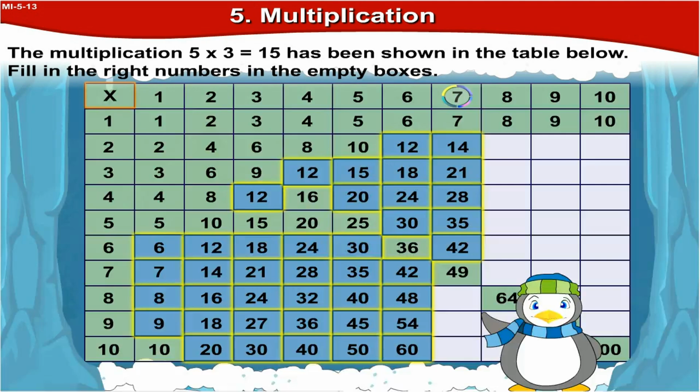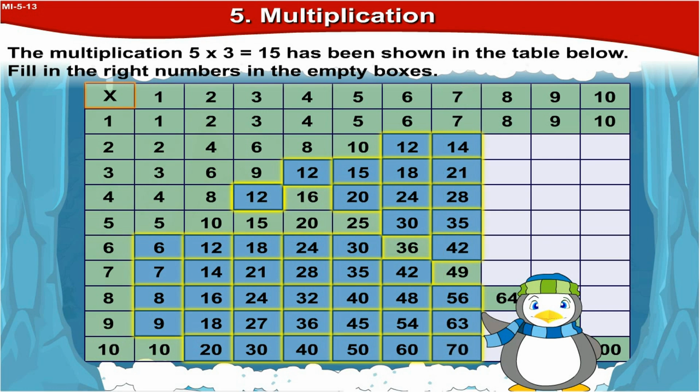7 multiplied by 7 is already given, that is 49. 7 multiplied by 8 is 56. 7 multiplied by 9 is 63. 7 multiplied by 10 is 70.